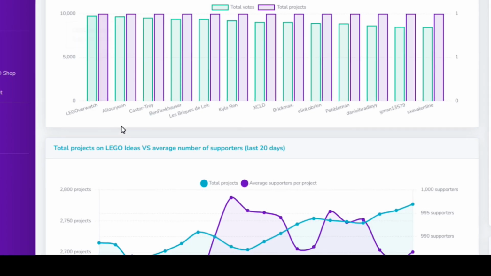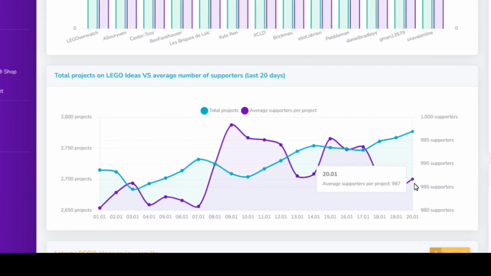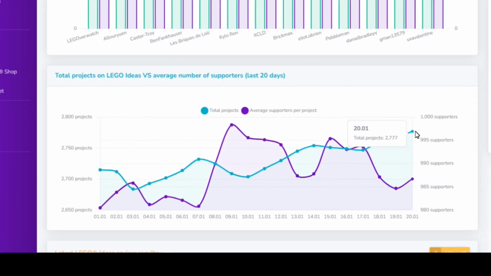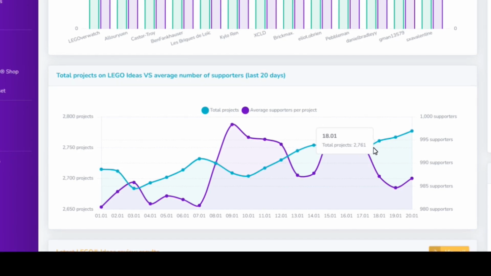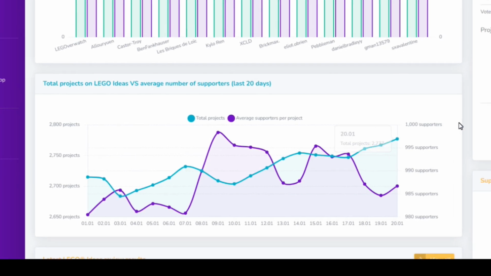You'll be surprised to learn that some people have more than a dozen projects going on. Next up is the graph of the amount of projects and average number of supporters over the last 20 days. It's more interesting than it may seem at first, because there are occasional spikes in the amount of new submissions, and there are drops in the average number of supporters that usually happen when a project hits 10K.